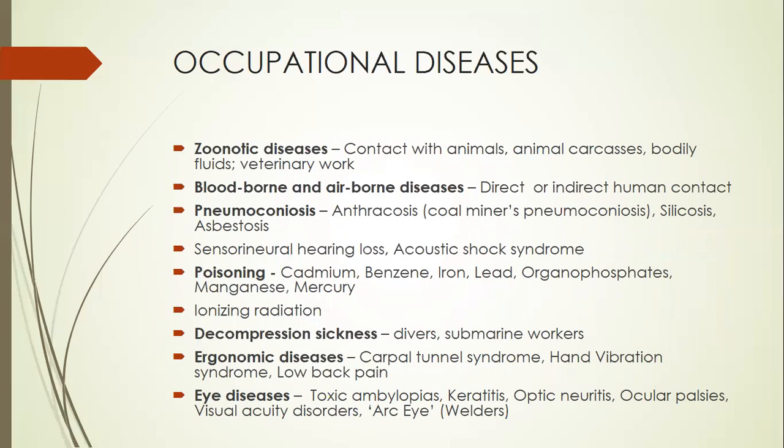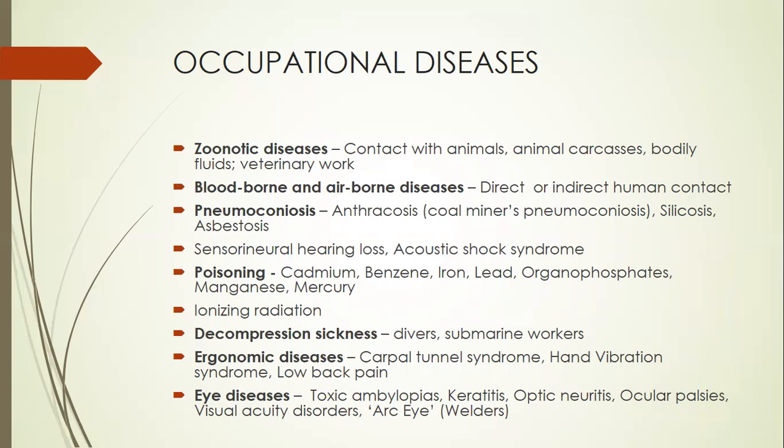So this is just a list of some of the occupational diseases that we can encounter. The first being zoonotic diseases. This is due to contact with animals, animal carcasses, bodily fluids, and veterinary work. Then we have bloodborne and airborne diseases. This is through direct or indirect human contact. This would apply more so to healthcare workers due to their interaction with patients.